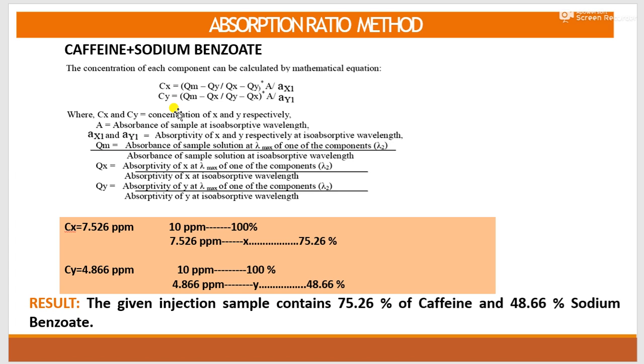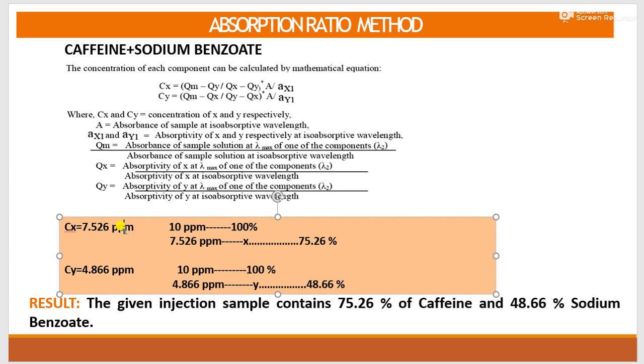Now if you substitute the values into this equation, you will get Cx and Cy. But Cx and Cy will be expressed in gram per 100 ml, because while calculation of absorptivity, we have considered concentration in the unit gram per 100 ml. So again you have to convert the gram per 100 ml concentration into ppm.